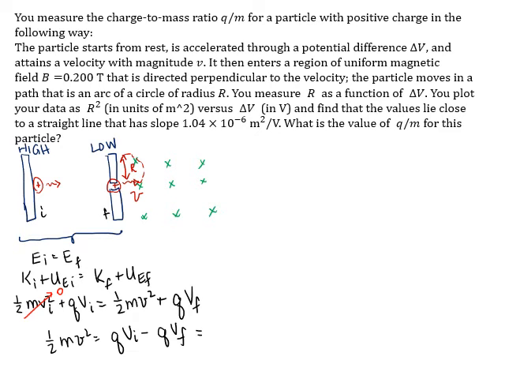Our initial potential is bigger than our final potential, so this is the same as q times delta V, where delta V is a positive number. Okay, let's solve this for our velocity. So our velocity v is going to be the square root of 2 times q times delta V divided by m. Okay, there's the velocity of our charged particle with charge q and mass m.